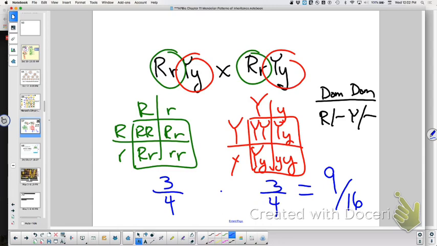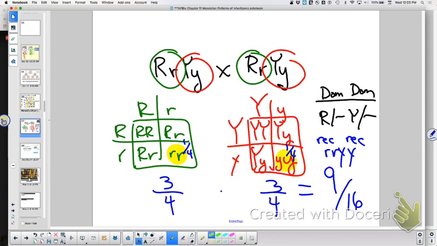All right. How about the homozygous recessive, where there's only one way to get recessive, right? What's the trait for that? What's the genotype for that? Little r, little y. What are the odds that we're going to have little r, and little y? What is 1/4 times 1/4? 1/16. Do you see that?